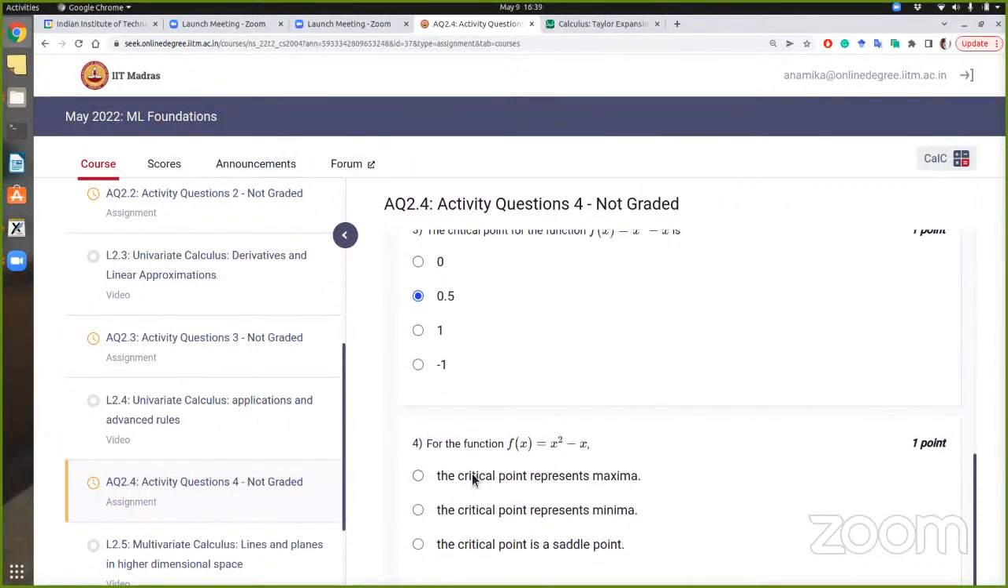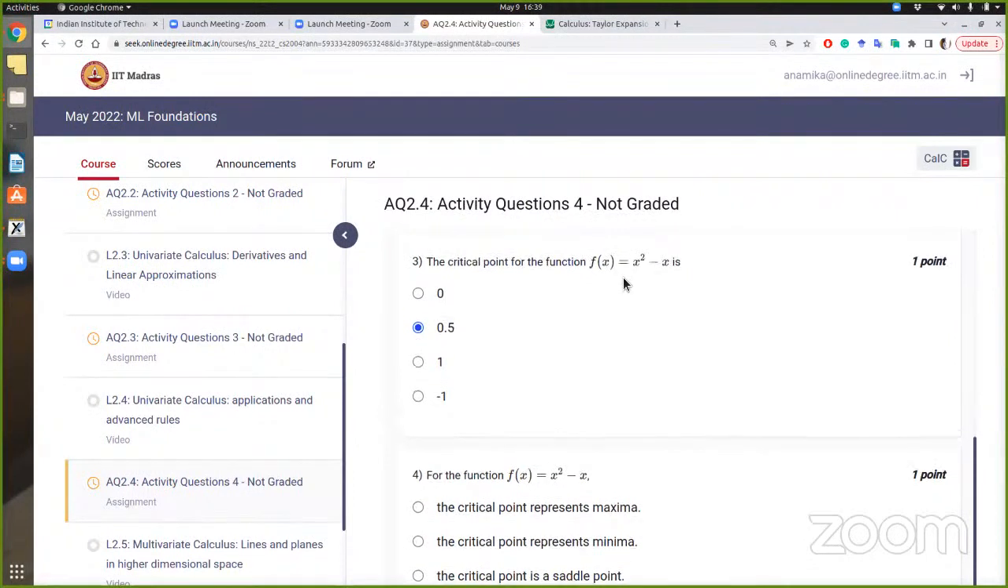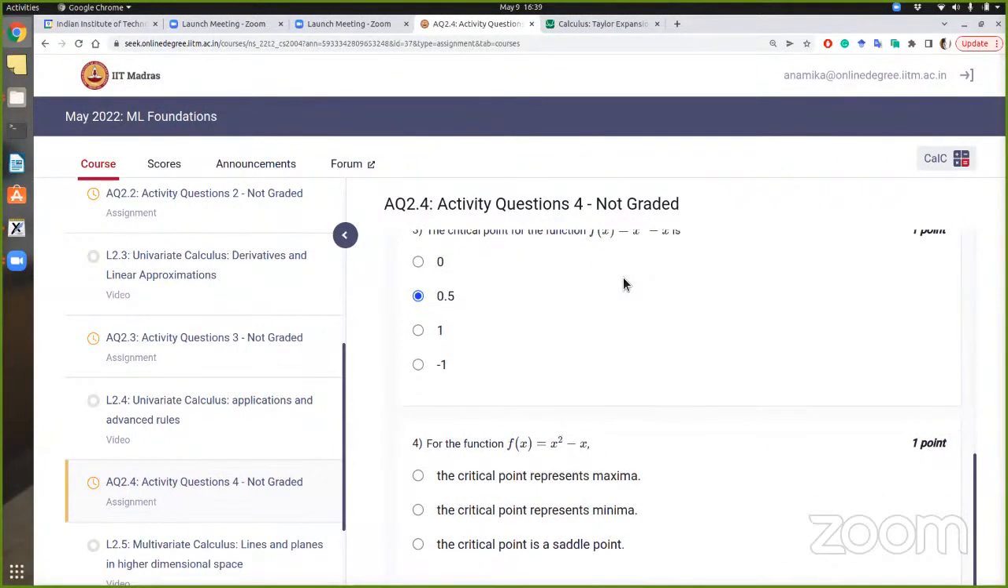For this function, what is the critical point? Is that a maxima, minima, or a saddle point? How do we compute that? By finding the second derivative. Correct. If the second derivative is positive, then it's a minima. If it is negative, then it's a maxima. If it is 0, then it's a saddle point. In this case, it was 2x minus 1, and then you compute the next derivative, that comes out to be 2, which is positive. So it should be a minima.